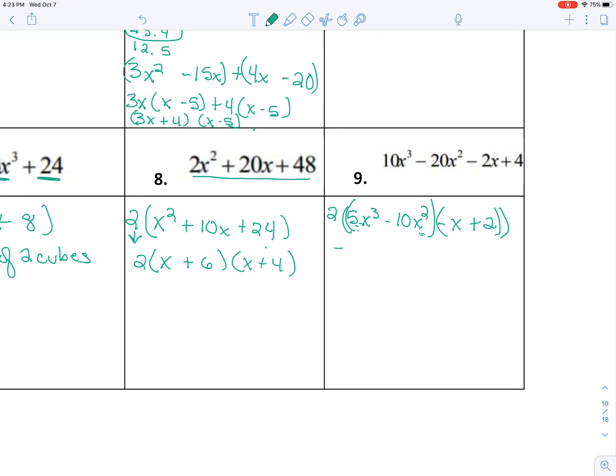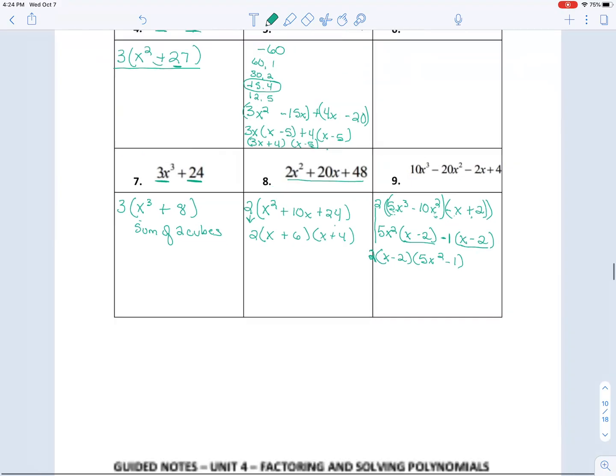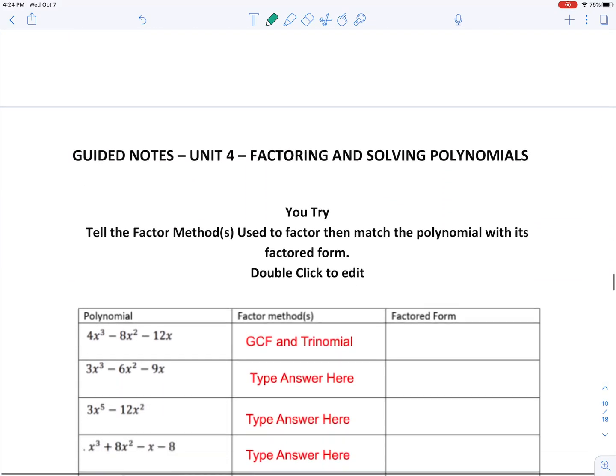So if I group the first 2 together, my GCF is 5x squared. So I'm left with x minus 2. Remember, if negative is your first term, you're going to factor out a negative. So I'm going to factor out a negative 1, which is going to make that x minus 2. Oh, look, we can factor again. So x minus 2, 5x squared minus 1. I forgot something. What did I forget? I forgot this 2. This 2 just comes down. It's like we put it on the shelf and then we pull it off the shelf when we need it.